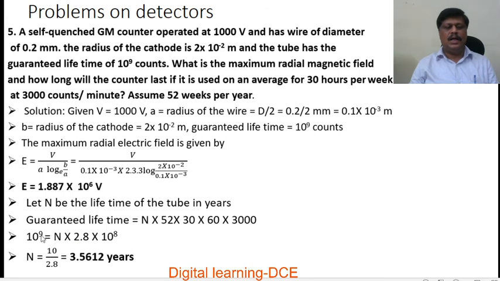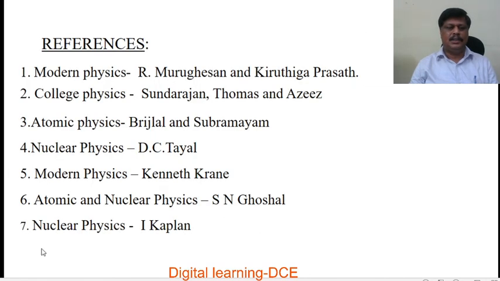So here 10 power 9 over 10 power 8 gives only 10. So capital N is equal to 10 over 2.8. Simplify, you get 3.5612 years. So N, that is the lifetime of the tube, is 3.5612 years. I have used all these books as reference to solve these problems.